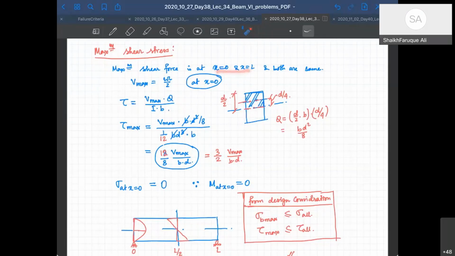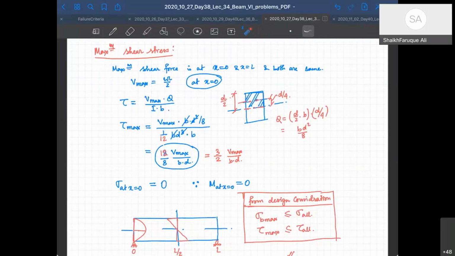What is the value of V at that point? WL by 2. So you can put in tau. We know that tau max is going to be at the neutral axis. So you calculate your Q at the neutral axis, which is going to be, as we know, 1.5 times its average tau. So 3 by 2 into V max by BD.